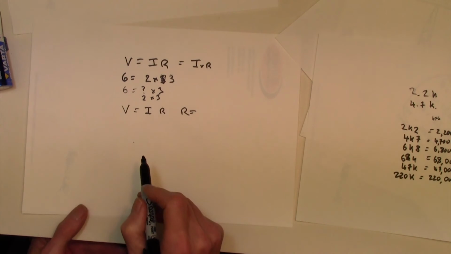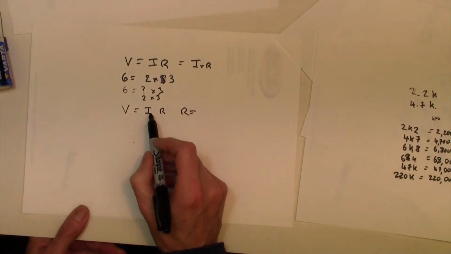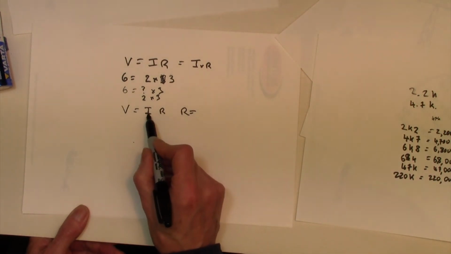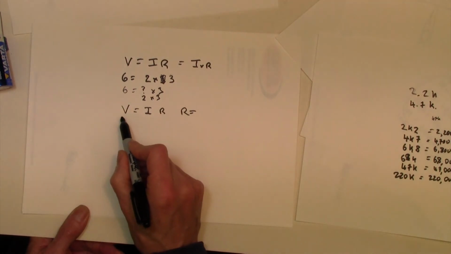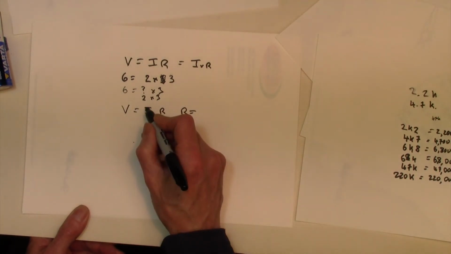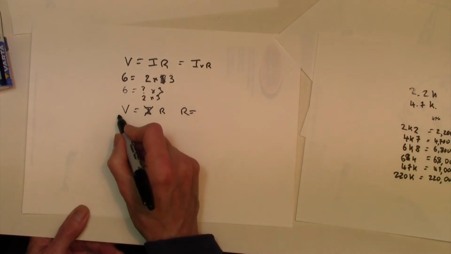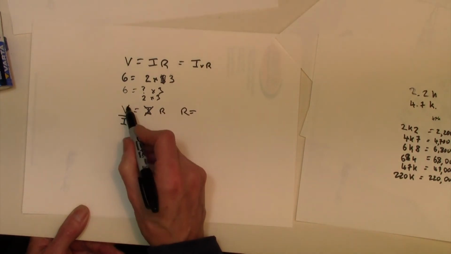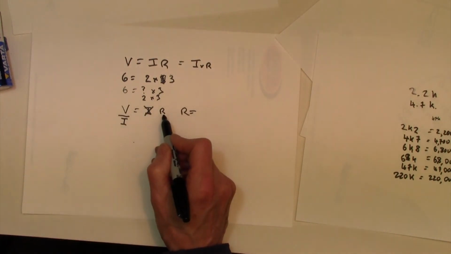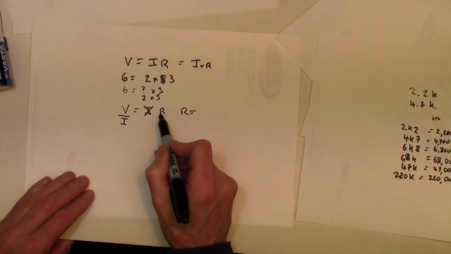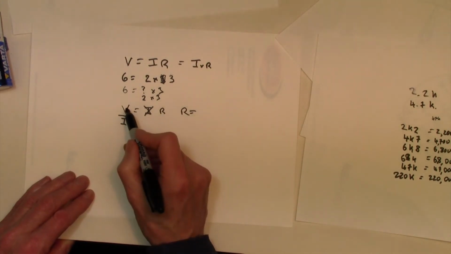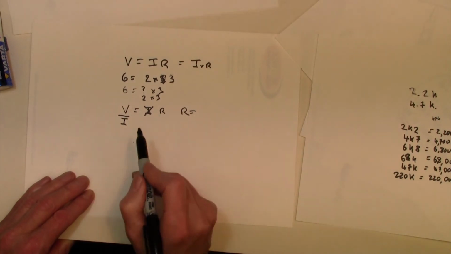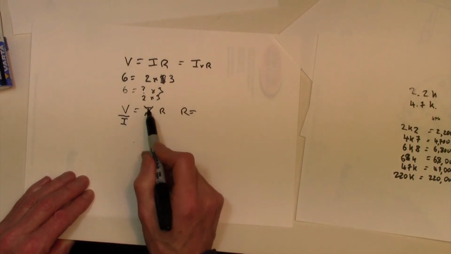Well, you may remember from your school mathematics that any term on this side you can take under here. In other words, you can get rid of the I there and put it under here. So V upon I equals R. So now we've got R equals something. We can plug in V, we can plug in I, and out comes R. Again, there's nothing mysterious about this.